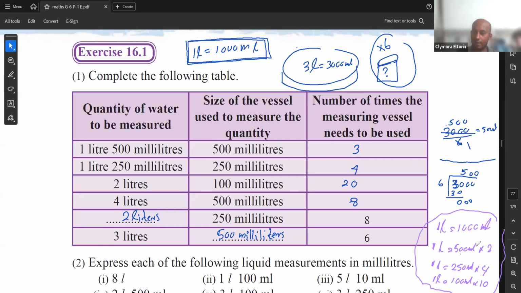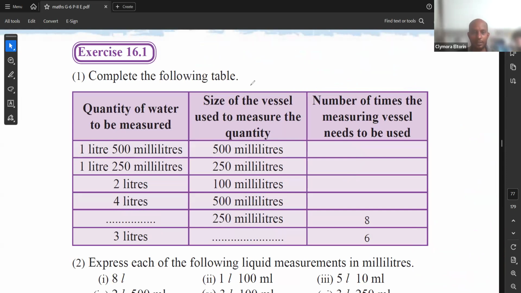Think: 500 times 2 makes 1000. 250 times 4 is also 1000. 100 times 10 is already 1000. Those are the things we learn here. Did you get it? Okay, let's go to the exercise.